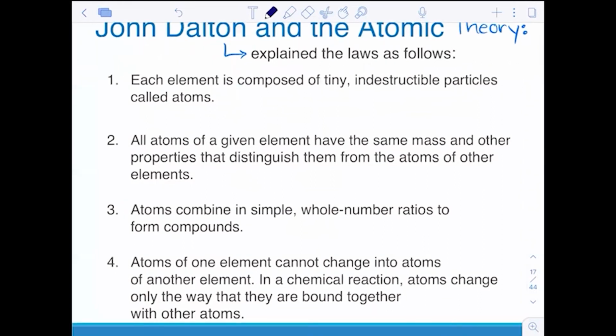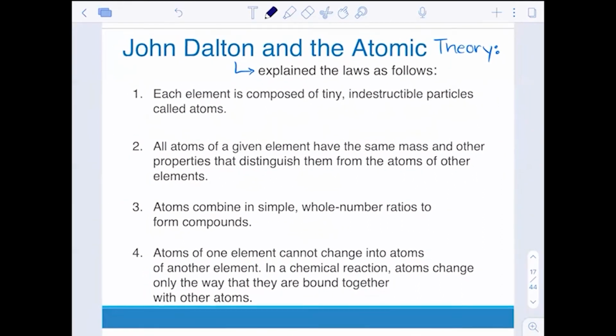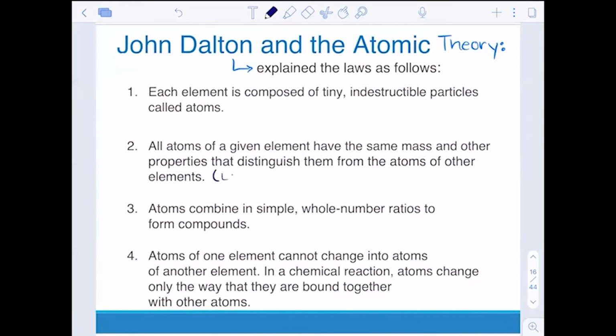So this looks at the law of definite proportions, and a little bit also at the law of multiple proportions. We'll get into some of the issues with these in just a second, but number 3 says atoms combine in simple whole number ratios to form compounds. Wonderful, that's again the law of definite proportions.